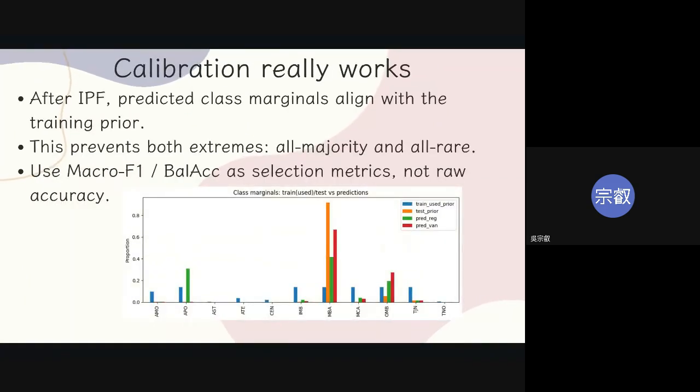Before calibration, the predicted class marginals skew, either collapsing into the majority or over-amplifying minorities. After IPF, the average output distribution aligns with the training prior. This avoids both extremes and it makes the scores credible. From there, we judge improvements using macro F1 and balanced accuracy, not just raw accuracy. Next page.